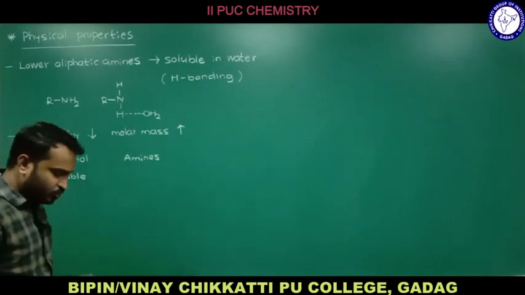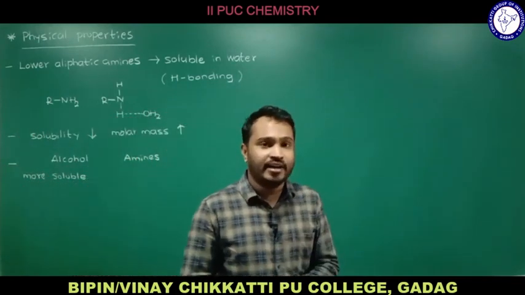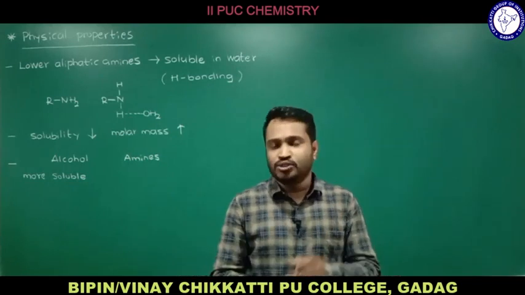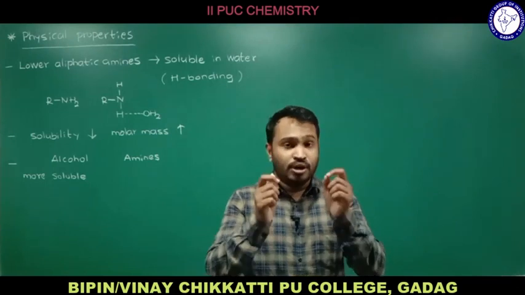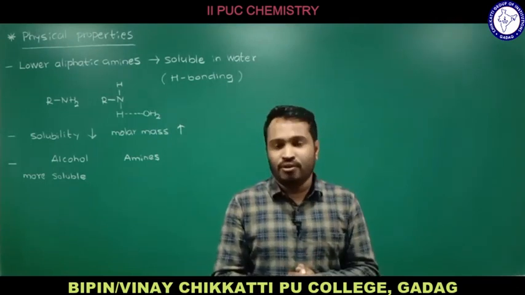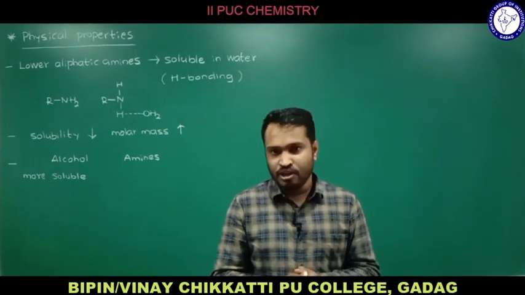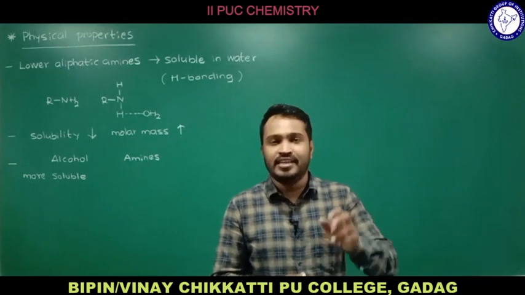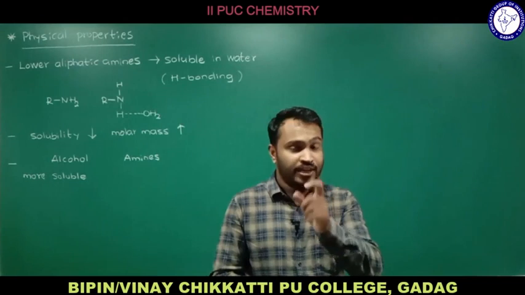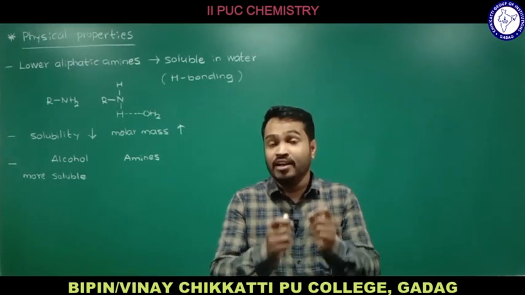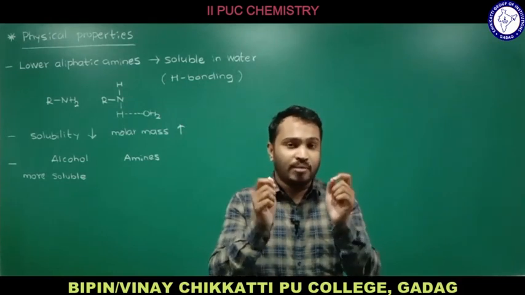The question arises, why are alcohols more soluble when compared to amines? The reason is that in alcohols, the OH group is directly attached to carbon, right? So the polar nature of alcohol will be greater when compared to the polar nature of amines. Polar nature arises when there is a larger electronegativity difference between the combining atoms. So in alcohols, the combining atoms have greater electronegativity differences. Because of that, alcohols are polar in nature.